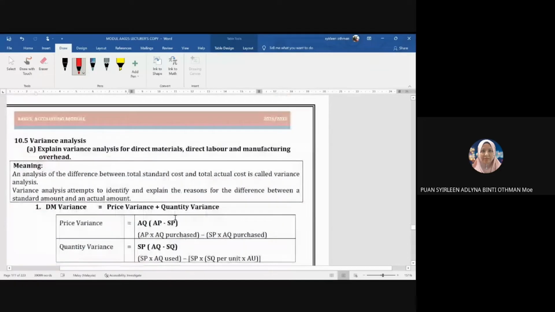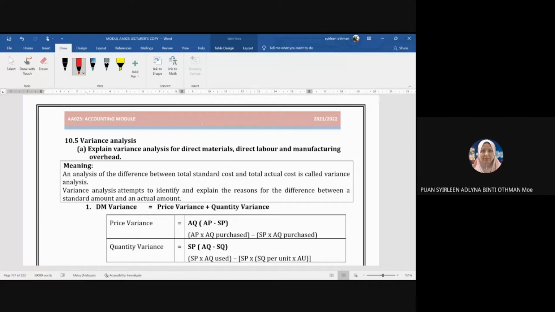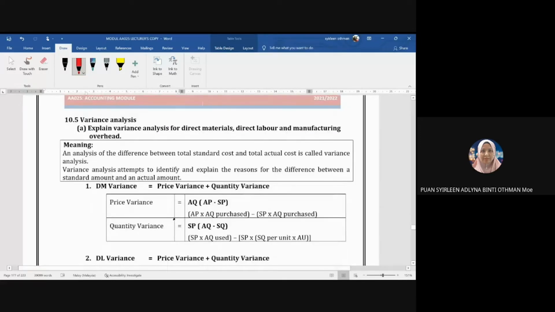Okay, so we go straight to the formula. Okay, the best thing about topic 10, dia ada banyak sangat kira. Jadi bila dia ada banyak sangat kira, dia ada sangat kurang teori. Okay, so for those yang suka kira, topik ni menarik lah. Alright. Okay, so we are going to go through one by one. Okay. Okay, this is the formula untuk kira direct material variance.